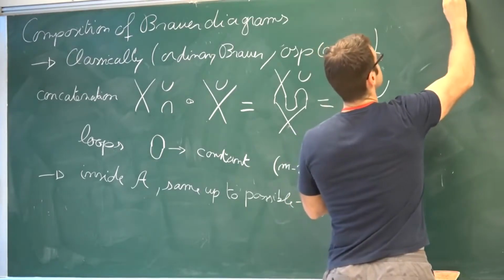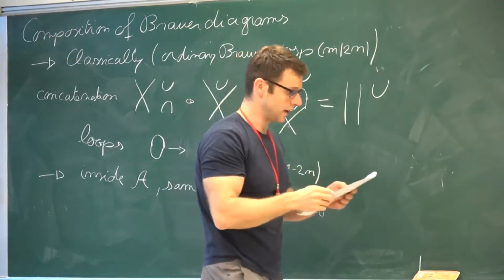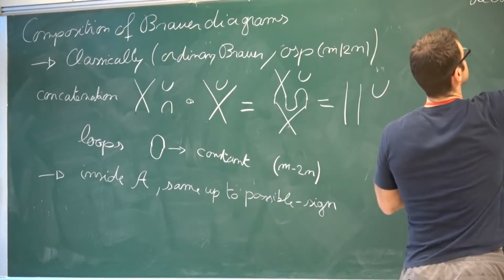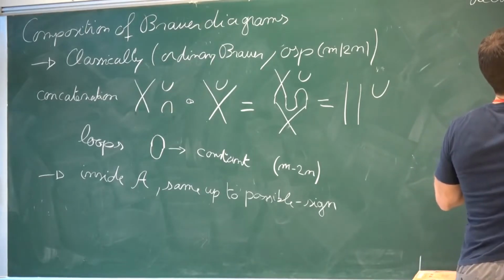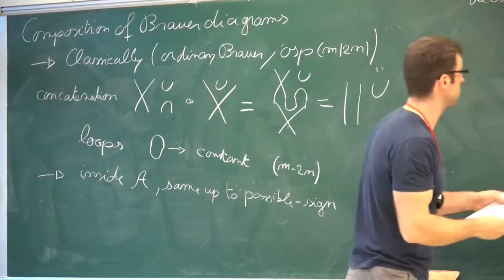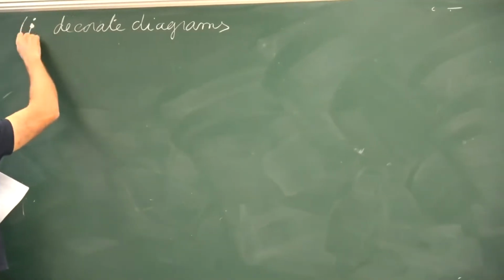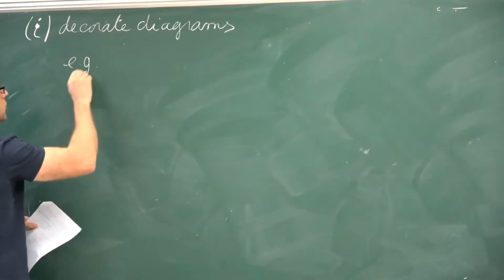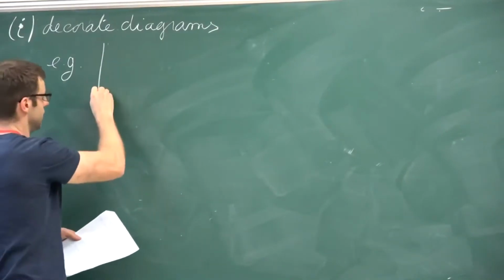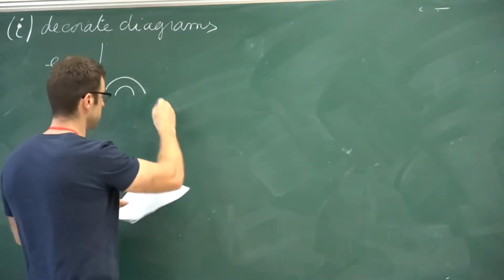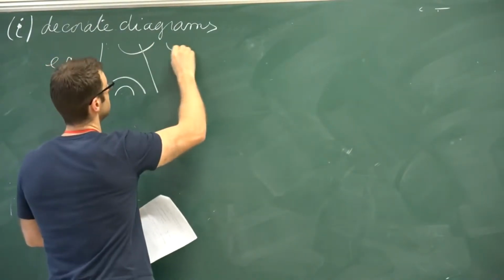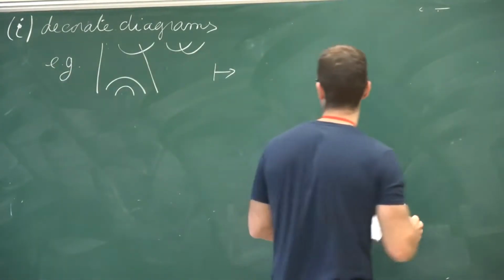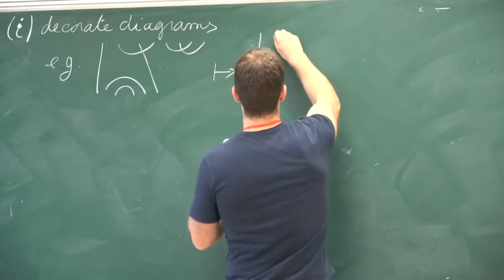So the first thing that you should do is to give some decoration to the diagrams. First step, we decorate the diagrams. So I'll try to explain what that means by an example. So if we would start from this Brauer diagram, we'll add some decoration, which makes the diagram look like this.